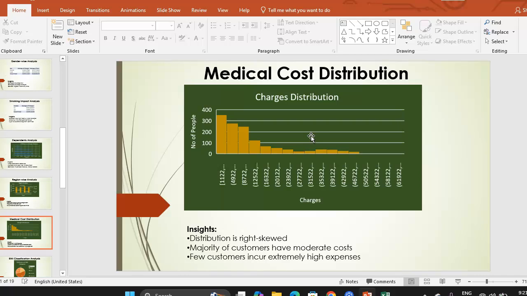Now the cost distribution analysis. To understand the cost distribution of medical charges, I created a histogram. The histogram reveals a right skewed distribution. Most beneficiaries fall into the low to medium charges ranges. However, a small number of individuals have extremely high medical expenses. These high-cost cases create a long tail on the right side of the distribution. This indicates the presence of outliers and high-risk customers within the dataset.